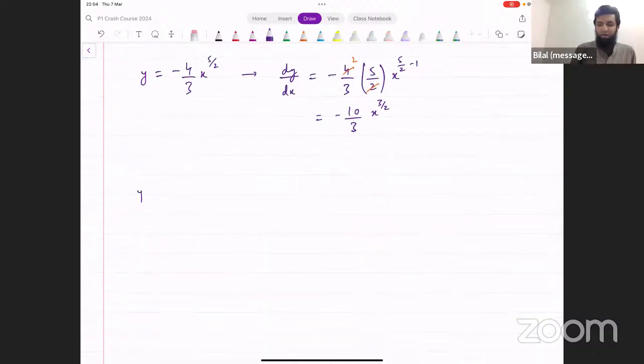Okay. What if we had something like this? Let me actually just complete this today. It's just going to take like 5-7 more minutes. So we can do the next thing tomorrow. Then after that, let's say we have y equals 5 over 7 square root of x.